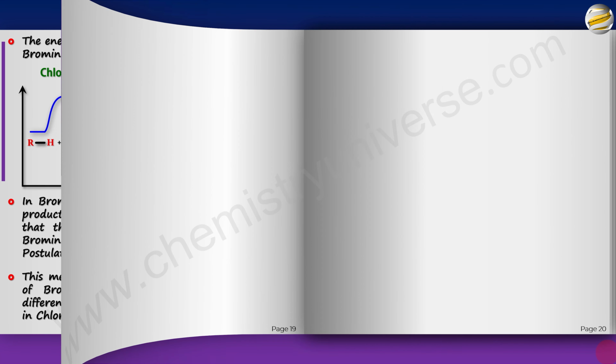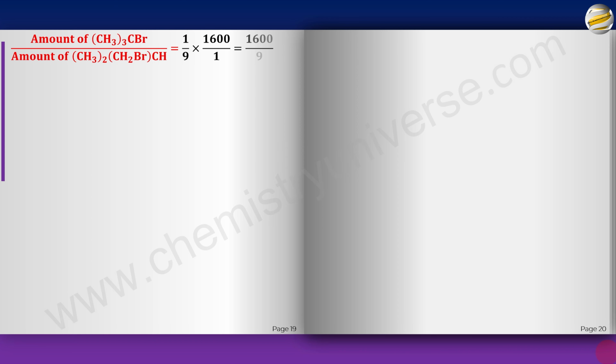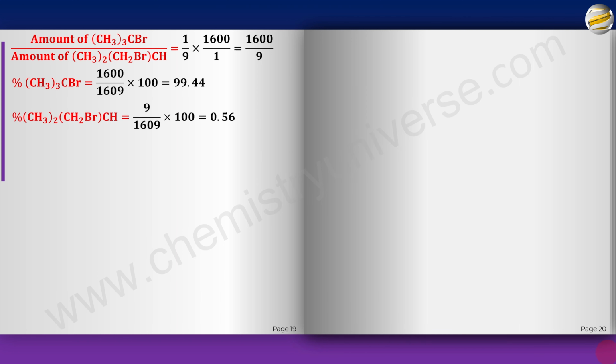Whereas if you were to look at this for bromination, tertiary to primary, 1 by 9, 1600 is to 1. Now look at this ratio, 1600 by 9. Percentage of tertiary would be 1600 over 1609, which is 99.44, whereas for primary it's hardly anything. And this is exactly the values that we get.